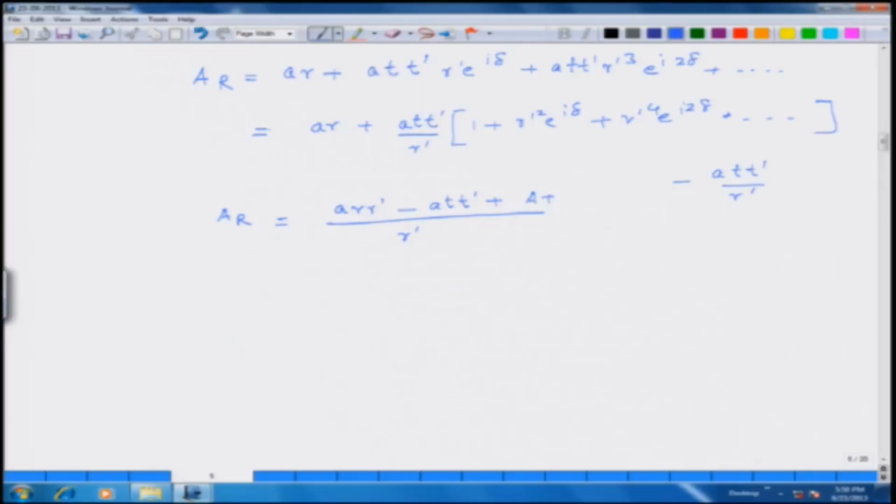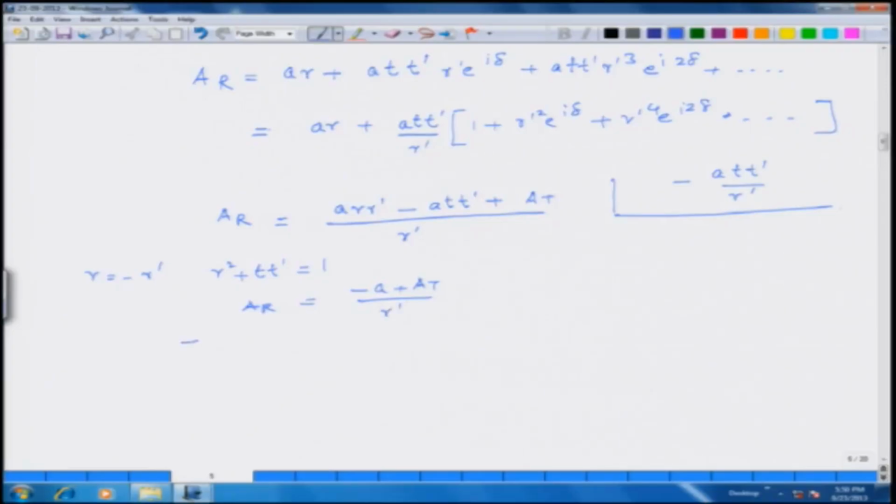Now, as we mentioned earlier, because of the way we have taken this problem, r is equal to negative of r prime, and r square plus t t prime is equal to 1. So, using these conditions I can easily show that A of r is equal to negative of A plus A t, which has been calculated, divided by r prime.